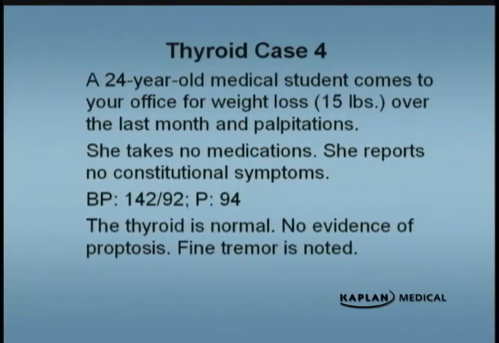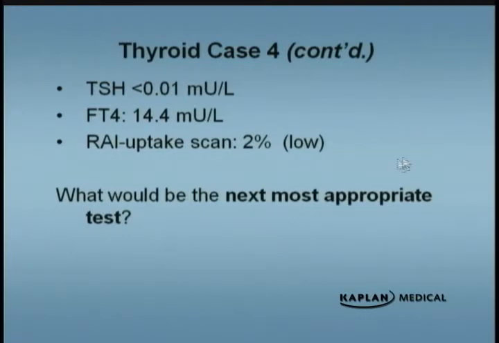Fine tremor is noted. The TSH is very low here. The free T4 is elevated. And look at this. The radioactive iodine uptake scan is low here. So this patient has hyperthyroidism, but you notice some very interesting things about her. She doesn't have proptosis. You can't feel the thyroid, so she doesn't have toxic nodular goiter, and she doesn't seem to have Graves' disease. You confirm this by the radioactive iodine uptake scan, which is low. It doesn't seem that she's got a subacute thyroiditis, because she doesn't have a painful thyroid either.